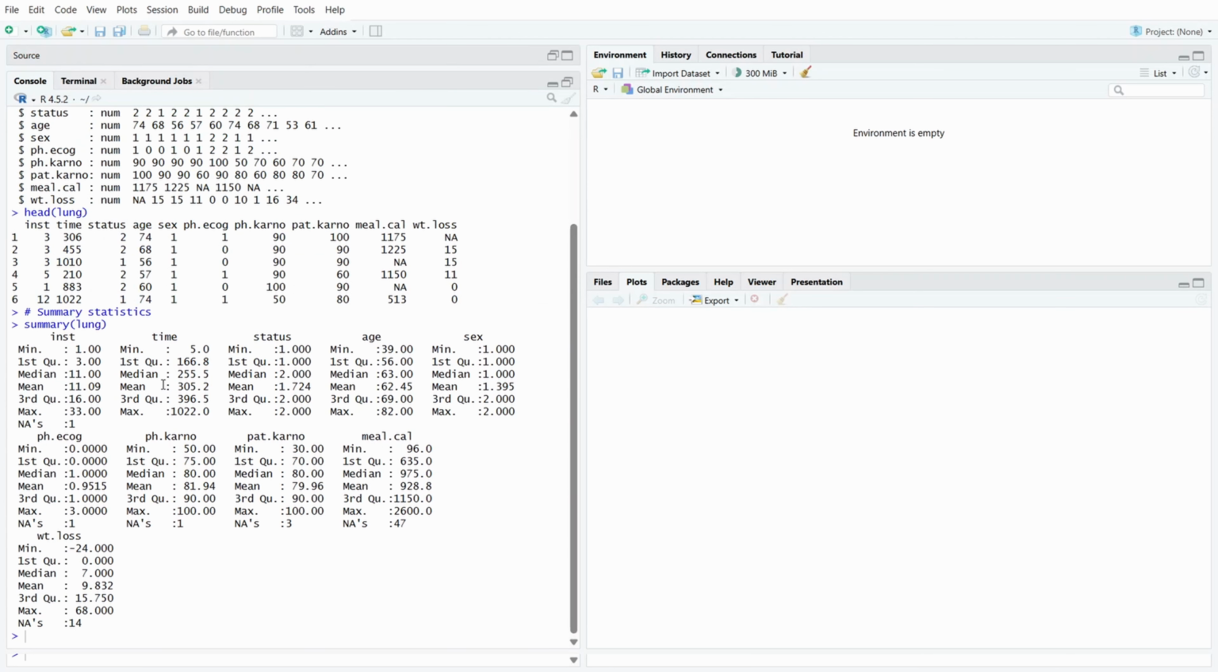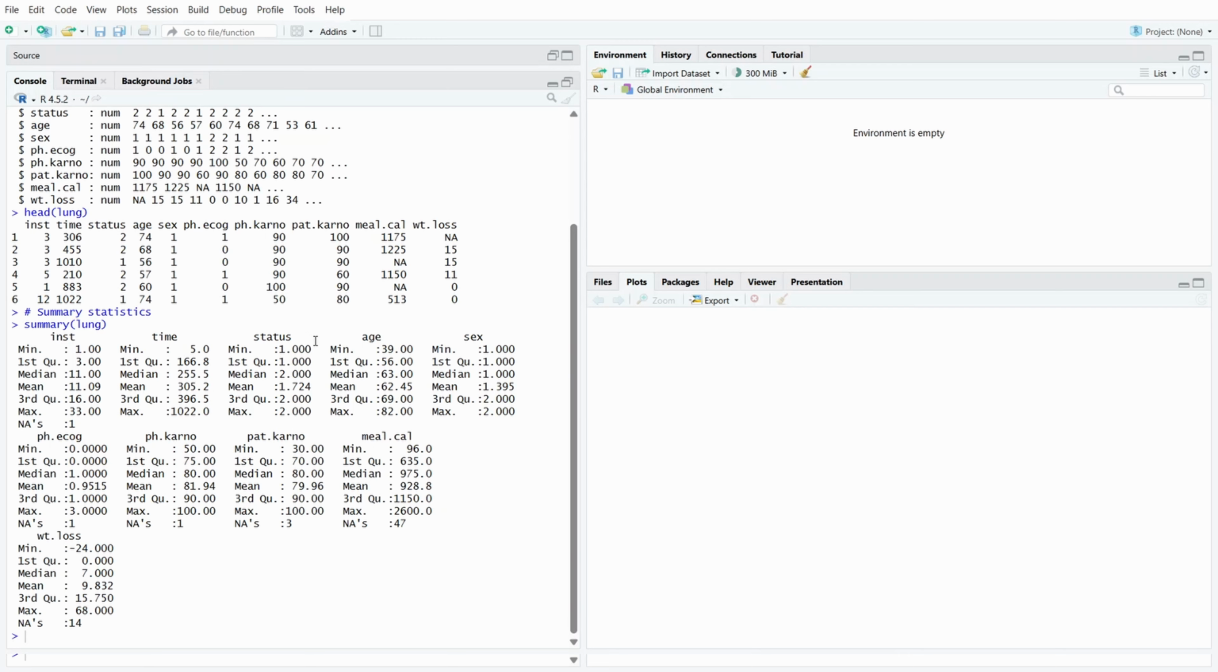Let's walk through the summary statistics of our dataset and unpack what we're seeing. We're looking at patient-level data, and each variable gives us a different lens on survival and health status. Starting with time, this represents survival time in days. We can see a wide range from as little as 5 days up to 1,022 days. The median survival is about 255 days, while the mean is higher at around 305 days. That difference suggests a right-skewed distribution. Some patients survive much longer than most, pulling the average up.